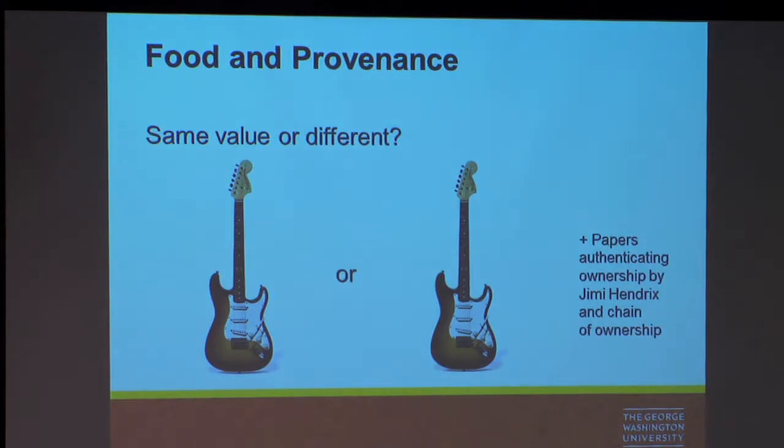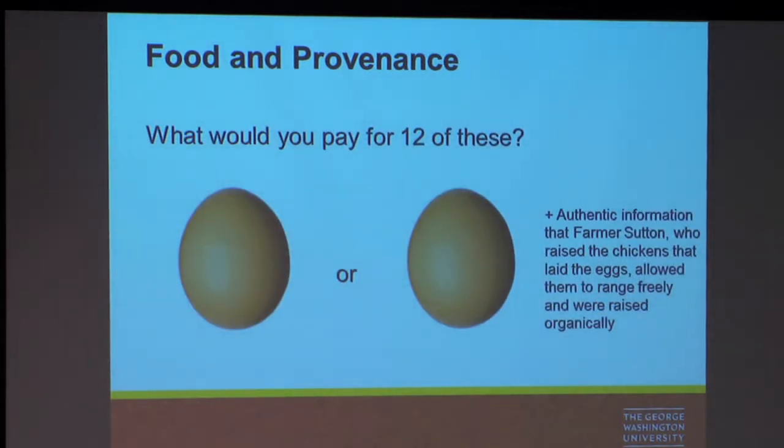The one on the left, which is a great Stratocaster, is going to cost you about $1,500, maybe $2,000, who knows? Or the one on the right with papers authenticating ownership by Jimi Hendrix and the chain of ownership. The one on the right went for about $150,000. The one on the left goes for 10% of that. Yes, greater value because of the knowledge and the authentication.